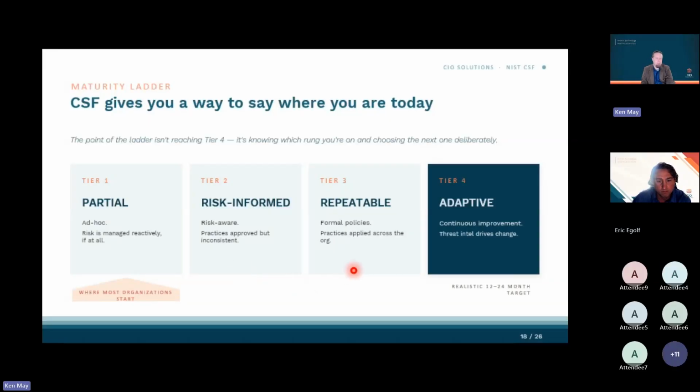Moving further up, tier three is repeatable. So now we've got formal policies, so we're doing things the right way each time. We're making sure that these best practices are being applied across the entire organization, not just a particular department. And finally, a much more mature organization is going to make sure it's continuous improvement. It's not a one-time project to roll this stuff out. It's continuous monitoring, continuous improvement, making sure that we're getting updated information about what new threats are out there and how to protect against them.